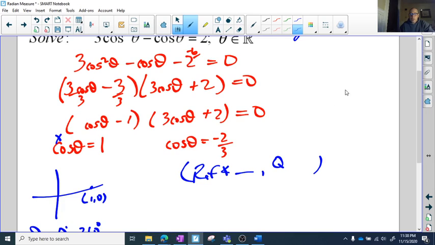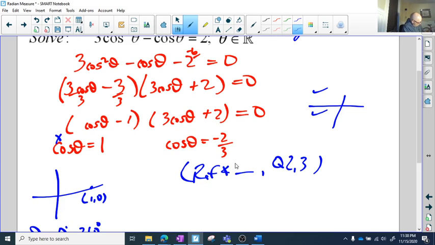Quadrants: cosine can only be negative here or here, so we know we're in quadrants 2 and 3. Our reference angle, so I have to go inverse cosine. Remember, no negative when you find the reference angle. And what am I in here? Radians or degrees?